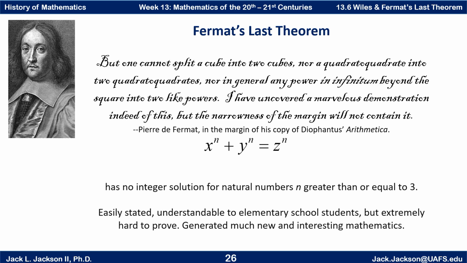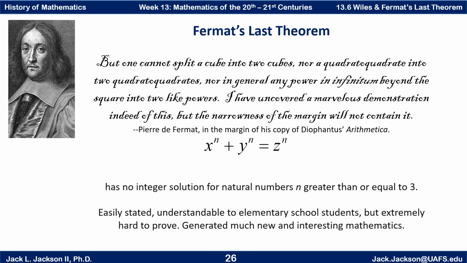So in modern notation, this would say x^n + y^n = z^n has no integer solutions for natural number n greater than or equal to 3. In other words, if you take x^3 + y^3 = z^3, then there are no integer values of x, y, and z, well, natural number values at least, that would make that work. Easily stated theorem.